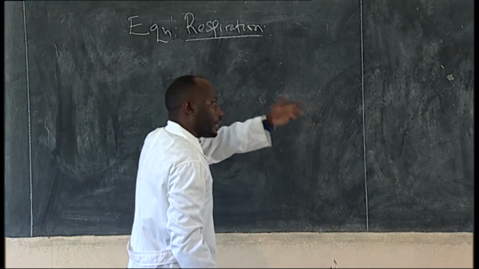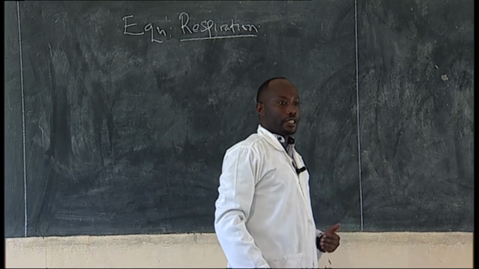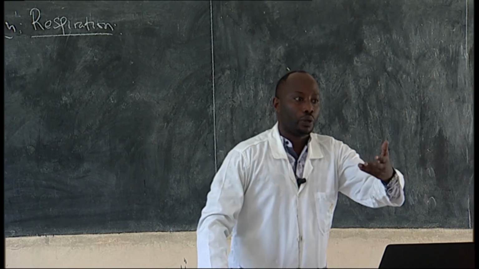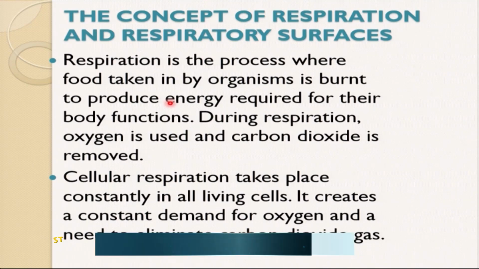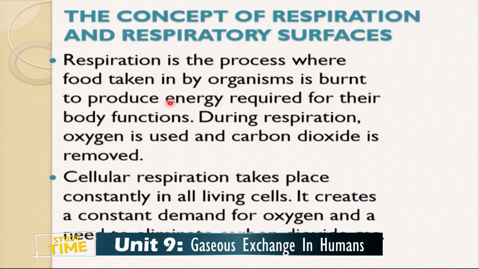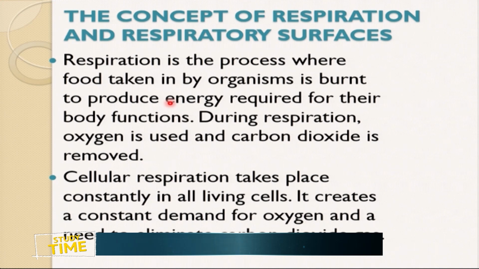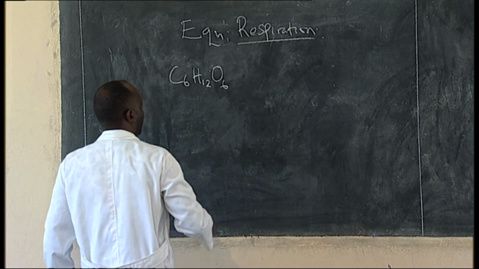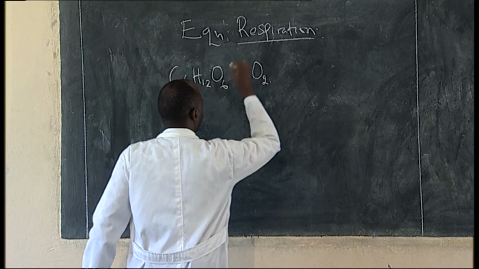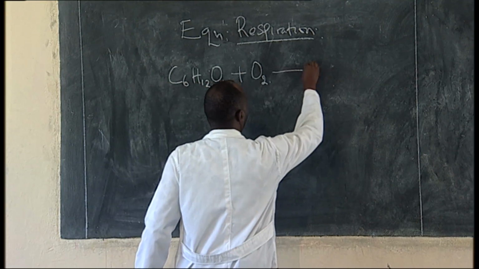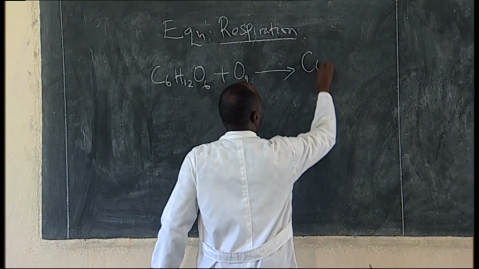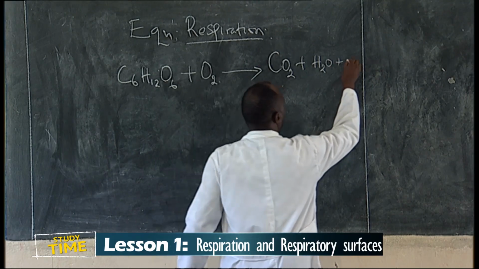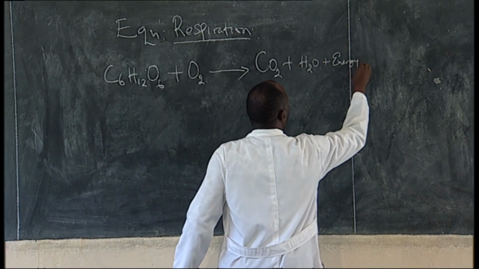As I said, respiration is a chemical breakdown of food to release energy, and that energy is going to be required for body functions. Let's have the equation. Let me have a carbohydrate food, C6H12O6, plus oxygen. What will you get? You will get carbon dioxide plus water, then plus energy. And energy, remember students, must be in the form of ATP.